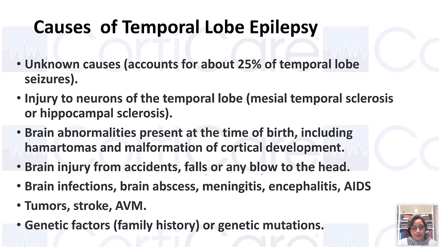What are the causes of temporal lobe epilepsy? 25% of the temporal lobe epilepsy's causes are unknown. And in other cases, it could be injury to the neurons of the temporal lobe, especially mesial temporal sclerosis or hippocampal sclerosis. Somehow these areas are highly prone to neuronal injury and sclerosis, and even infections. Any abnormalities that are present at birth could be hematomas, malformation, or cortical dysplasia. Brain injury from accidents, fall, or blow to the head. Infection, abscess, meningitis, encephalitis, AIDS, stroke, tumor, AVM, and of course, genetic factors also play a role in temporal lobe epilepsy.